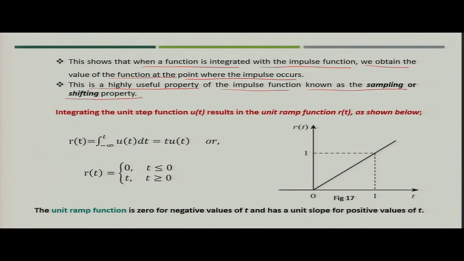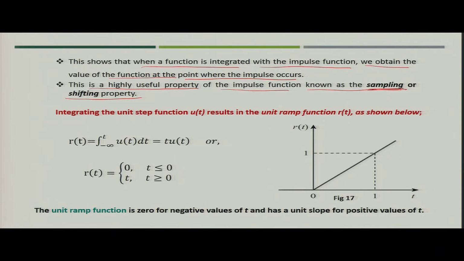sampling or shifting property. So, when you want to sample a particular function, you associate the impulse function with that function at multiple intervals, and then you get the samples of that function at various time intervals. This is a very important property and we use it extensively in signal processing.